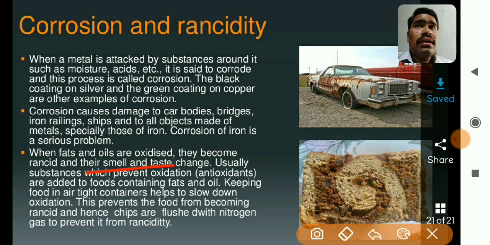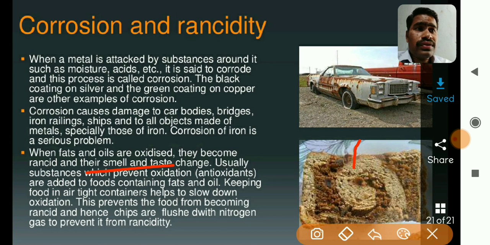Generally, if you see your chips packets, they are also filled with nitrogen. So here nitrogen acts as an antioxidant. Nitrogen does not allow the oxidation of the chips. When you open a chips packet, you see the air comes out. That actually is not air, it is nitrogen gas. Nitrogen gas is filled because nitrogen prevents rancidity, meaning when fats combine with oxygen, they turn bad and give a bad smell and bad taste.